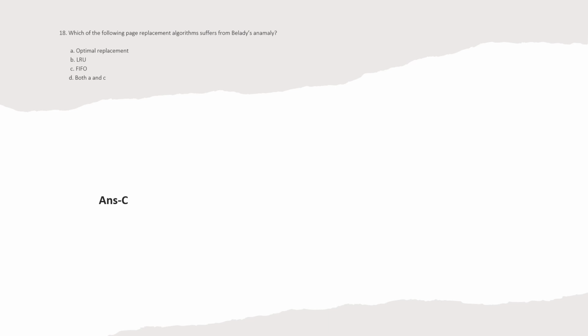So the next question is from the page replacement algorithm. It is very commonly asked, and it is from operating systems. The question is: which of the following page replacement algorithms suffers from Belady's anomaly? We all know it, FIFO suffers from Belady's anomaly. So option C is the answer here. The reason FIFO suffers from Belady's anomaly is that it doesn't follow a stack-based algorithm. So that's why Belady's anomaly occurs in FIFO. So the answer will be C here.